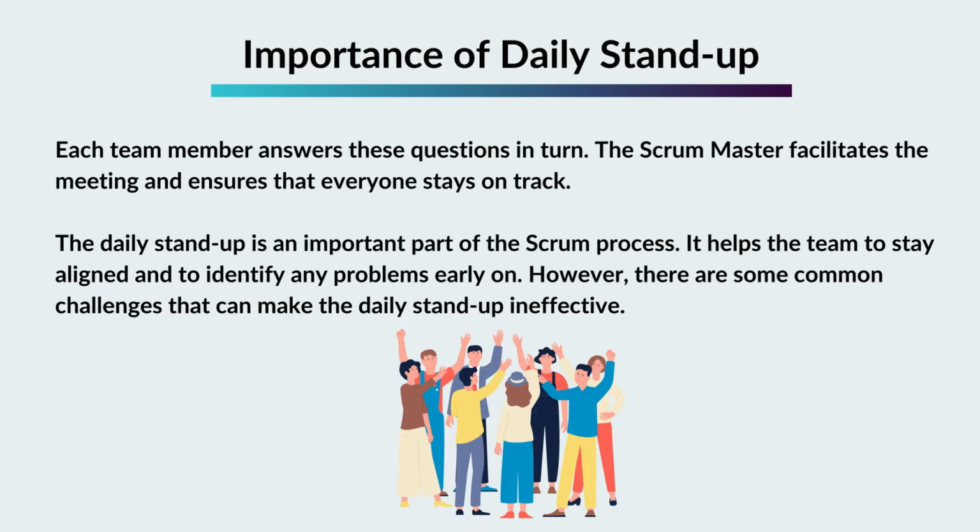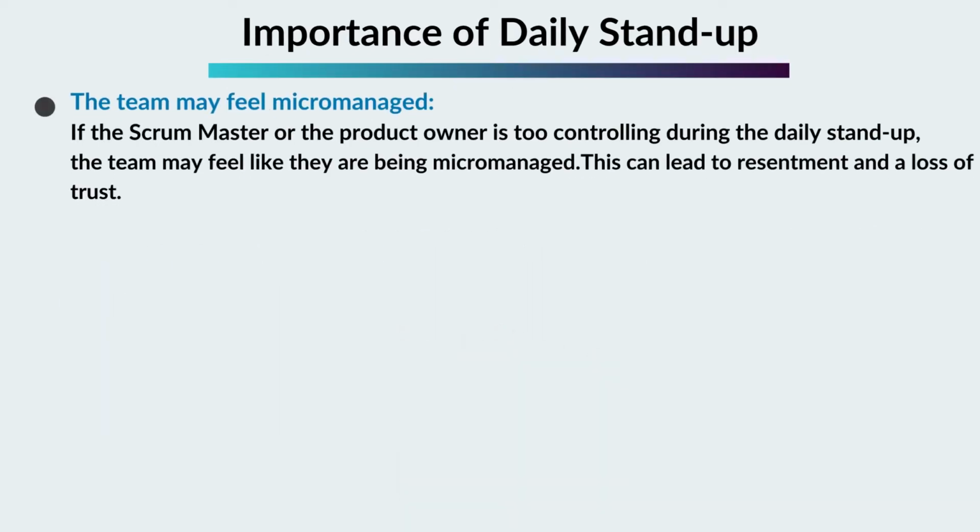The team may feel micromanaged. If the Scrum Master or the product owner is too controlling during the daily stand-up, the team may feel like they are being micromanaged. This can lead to resentment and a loss of trust.